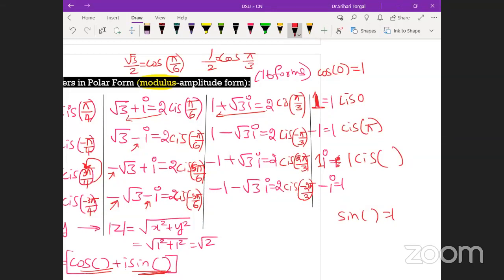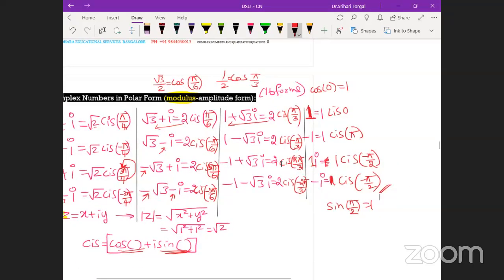ಈಗ -i ಅಂತ ಇದೆ ಅಲ್ವಾ? ಹೌ ಟು ರೈಟ್ ದಿಸ್ ಆಂಗಲ್? ಇಟ್ ಇಸ್ π/2, ರೈಟ್? π/2. ಸೊ -π/2. ಮಧ್ಯದಲ್ಲಿ ಸೈನ್ ಚೇಂಜ್ ಆಗ್ತಾ ಇದೆ. ಏನು ಬರಬೇಕು? -π/2 ಬರೆದ್ರೆ ಕೆಲಸ ಮುಗೀತು. -i is equal to 1 sis -π/2, ಆನ್ಸರ್. ನೋಡಿ ಎಷ್ಟು ಈಸಿ ಆಯಿತು. Got it? If you know all these 16 results, then you can do the problems very easily.